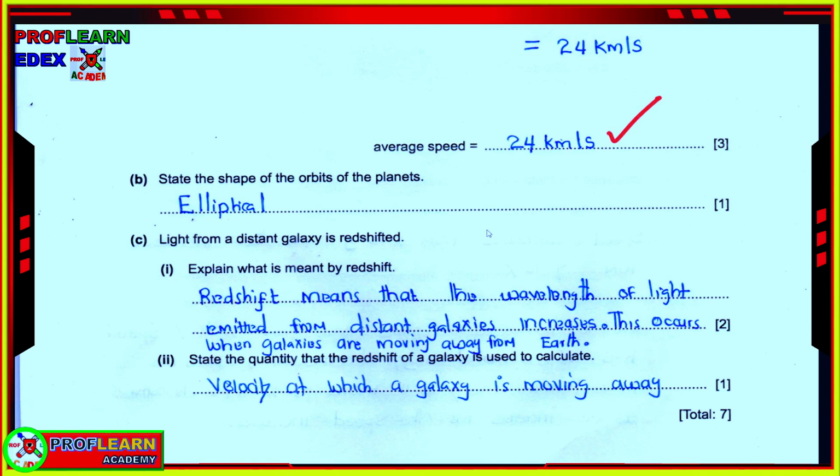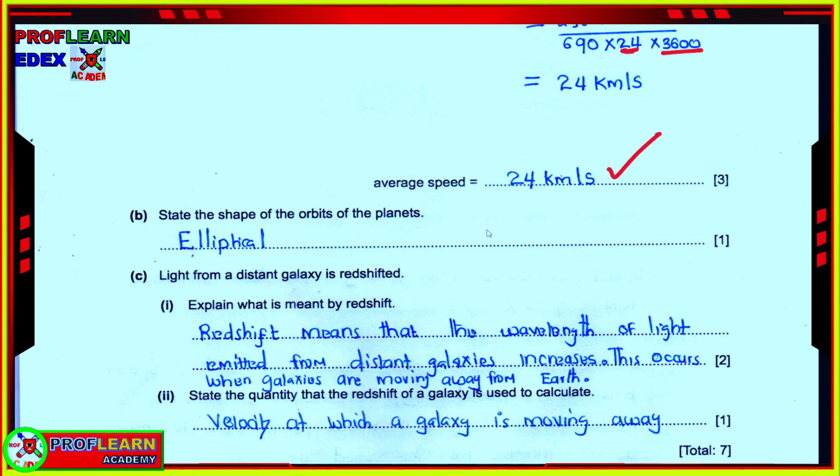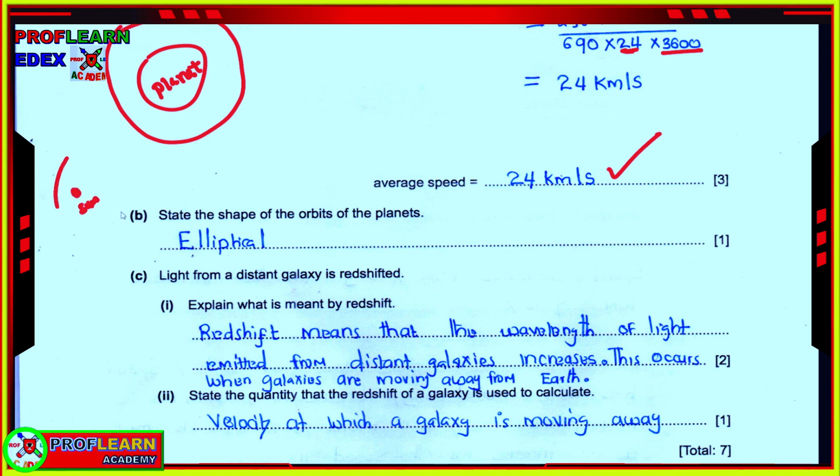The shape of the orbit of planets is elliptical. The shape of the moon's orbit is circular, and the shape of a comet's orbit is quite elliptical. It's more elliptical. So let's talk of a planet. So if we have a planet like this, the shape of a moon's orbit is circular. If we are talking of the sun, the shape of a comet's orbit is elongated.